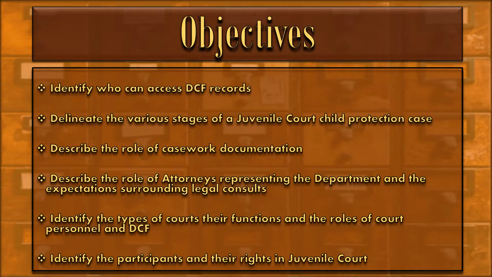1. Delineate the various stages of a juvenile court child protection case. 2. Describe the role of casework documentation, safety plans, and provider reports in the court process. 3. Identify the participants and their rights in juvenile court. 4. Identify the types of courts, their functions, and the roles of court personnel and DCF. 5. Describe the role of attorneys representing the department, the expectations surrounding legal consults. And 6. Identify who can access DCF records.